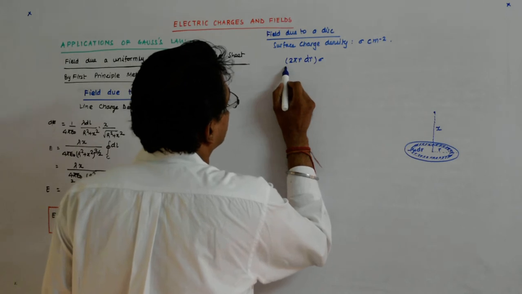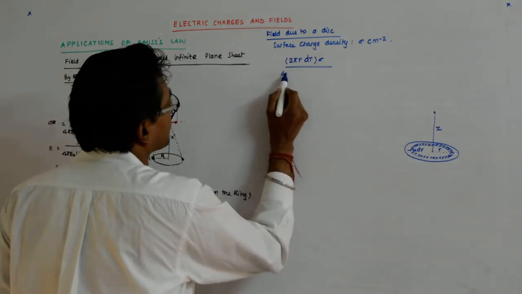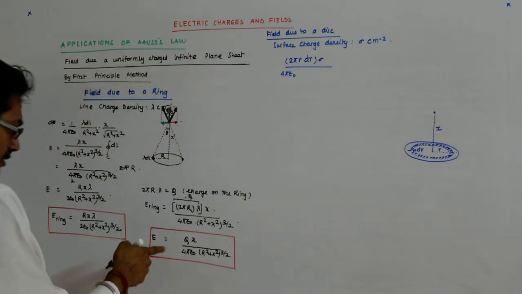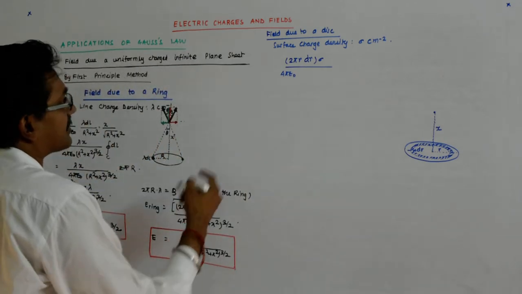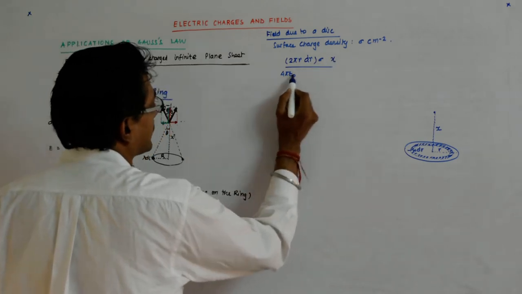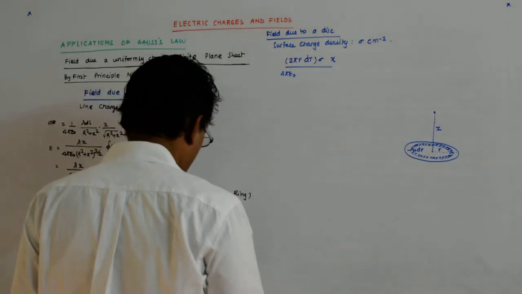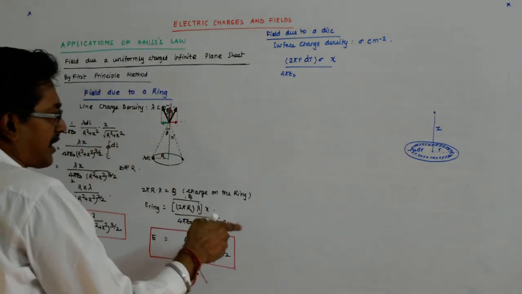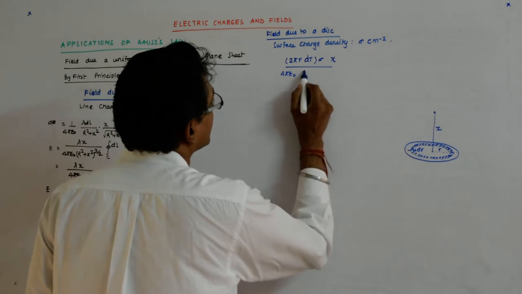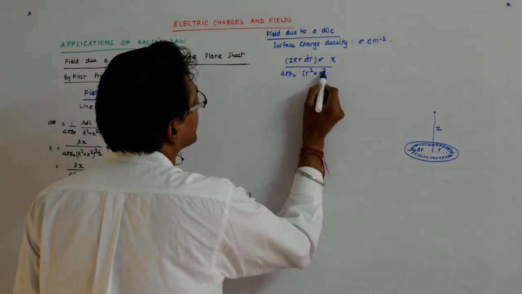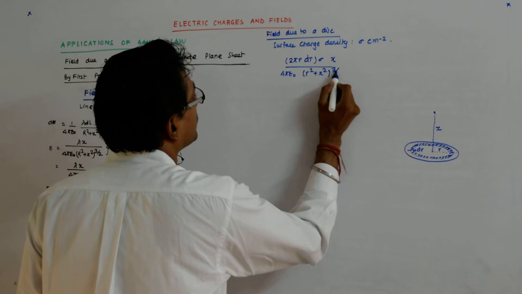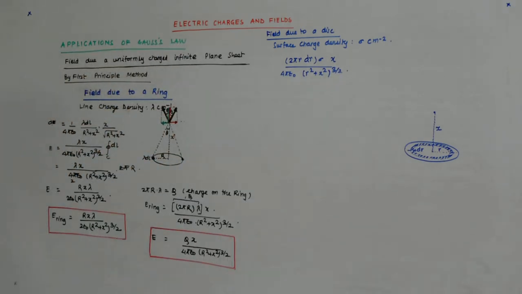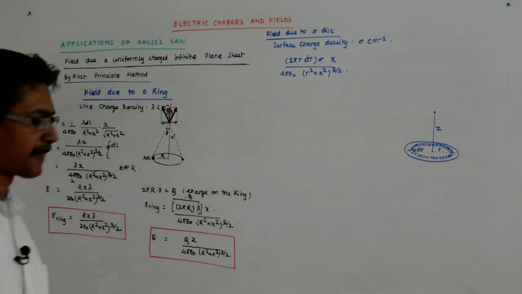That divided by 4 pi epsilon naught. See, charge into x. So this into x divided by 4 pi epsilon naught into whatever is the distance from here to the power 3 by 2. Now the distance here is r square plus x square to the power 3 by 2. Do we get that? Fine.